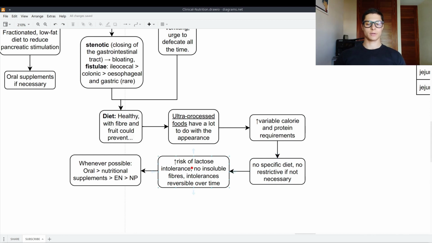There is an increased risk of lactose intolerance, no insoluble fibers. Intolerance is reversible over time though. So if we correct these, we can go back to normal. And whenever possible, we try to prioritize the oral, then nutritional supplements, and then the enteral and the parenteral nutrition.